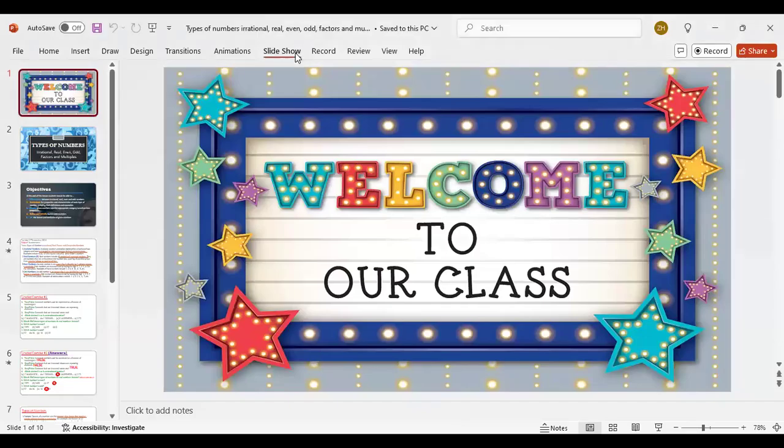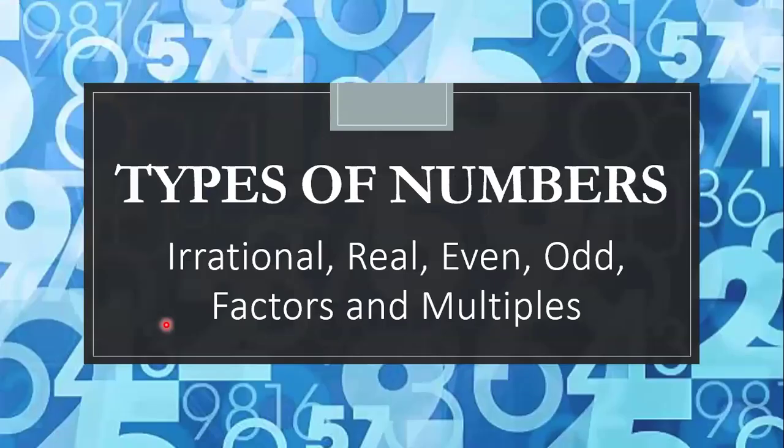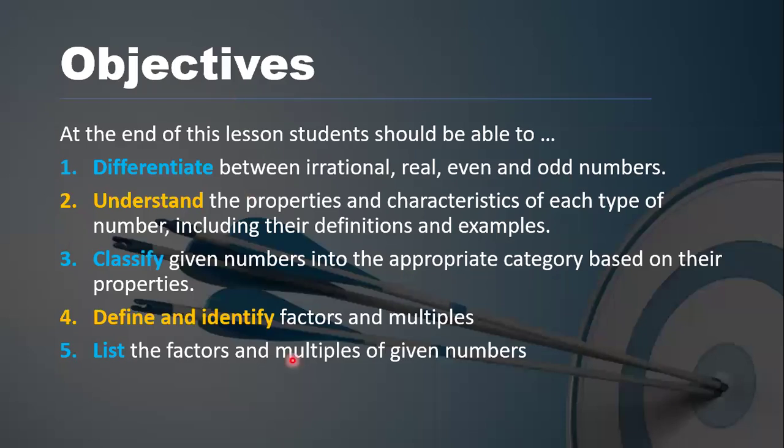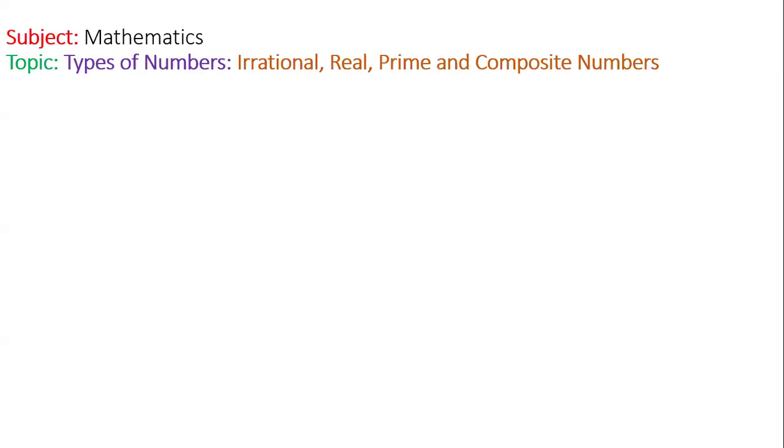Okay, so let's go ahead. Types of numbers. I'm going to tell you when to start writing. We're going to be looking at irrational numbers, real numbers, even numbers, odd numbers, factors, and multiples. These are the objectives. Okay, so let's begin. Let's first start off with irrational numbers.